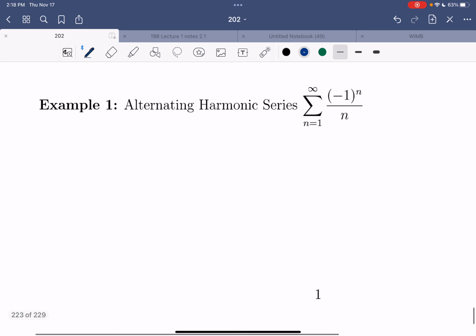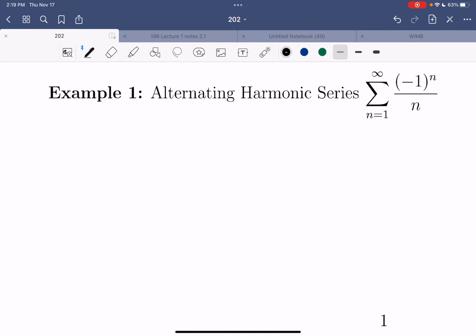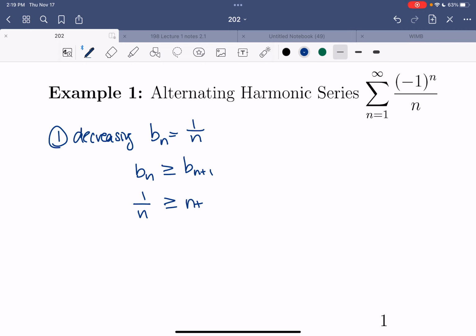Okay, so let's take a look at the alternating harmonic series. So alternating harmonic series means we have a harmonic series 1 over n times negative 1 to the n. So that's the part that alternates. To show this is convergent, you have to show two things. Number one, you have to show that it is decreasing. And you're talking about bn decreasing. So bn here is the part without the negative 1, and that's just 1 over n. And so in order to show that it's decreasing, we need to show that bn is greater than or equal to bn plus 1, right? Just as we did before. So that's 1 over n greater than or equal to 1 over n plus 1.